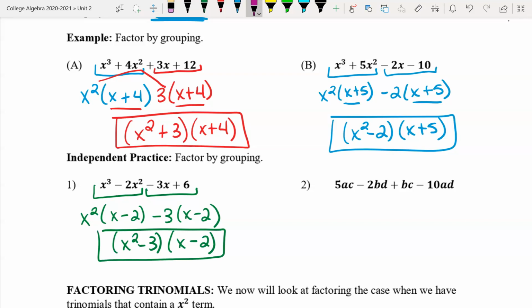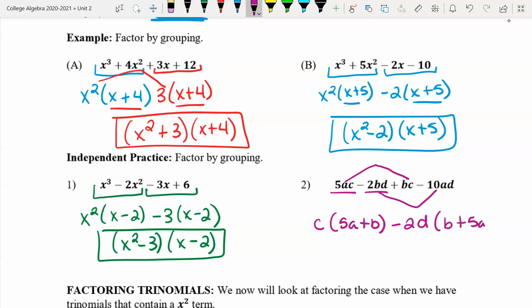Same way here. Now this one's a little bit tricky because if you look at the first two, they don't have anything in common. But if you look at the first and the third, and the second and the fourth, they have something in common. So the first and the third, I can factor out a C, so I get 5A plus B left over. The second and the fourth, I can factor out a -2 and a D to get B plus 5A. Yes, these are written in a different order, but they're the same thing. So I get (C minus 2D) times (5A plus B).